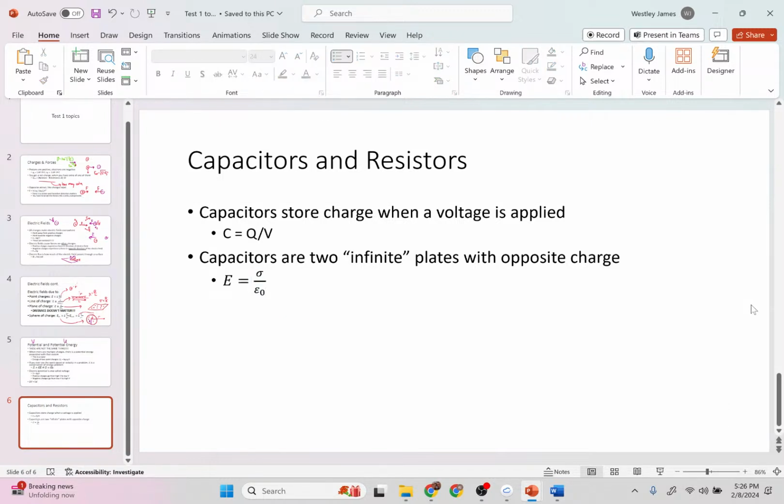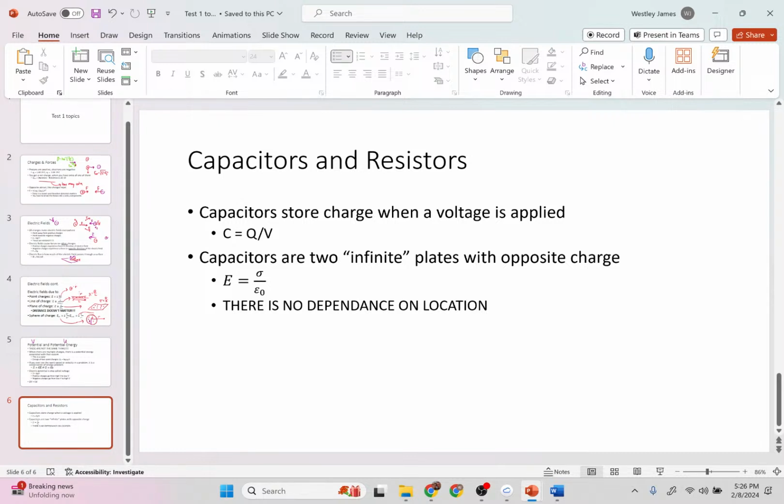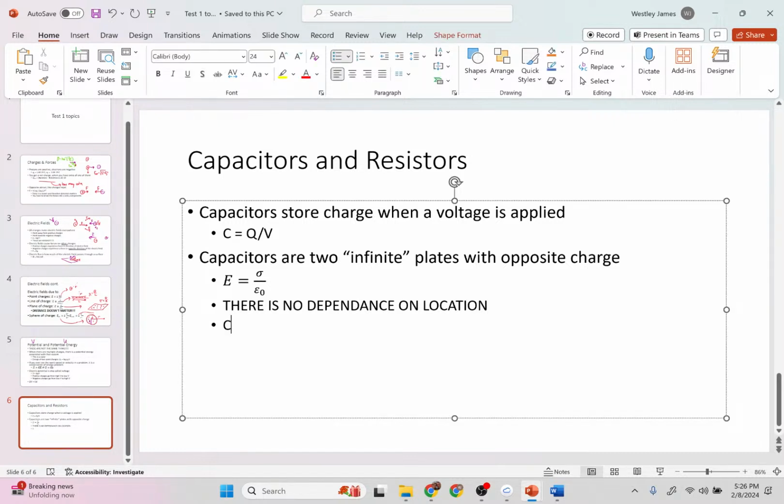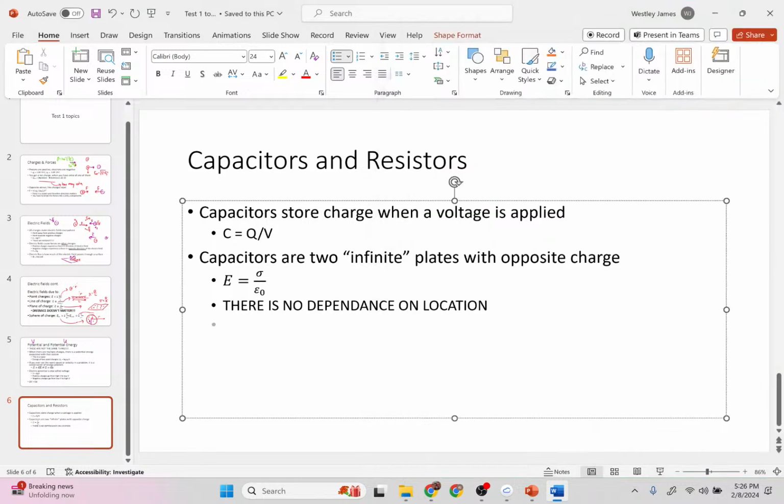Without the 2. There's 2 of them, so it's twice as big. There is no dependence on location. Same thing as before. Doesn't matter where you're at inside of it. And then we said also C equals, nope, I'm not going to try to find epsilon. Capacitance is also defined upon this, where I will draw a pretty picture for this.